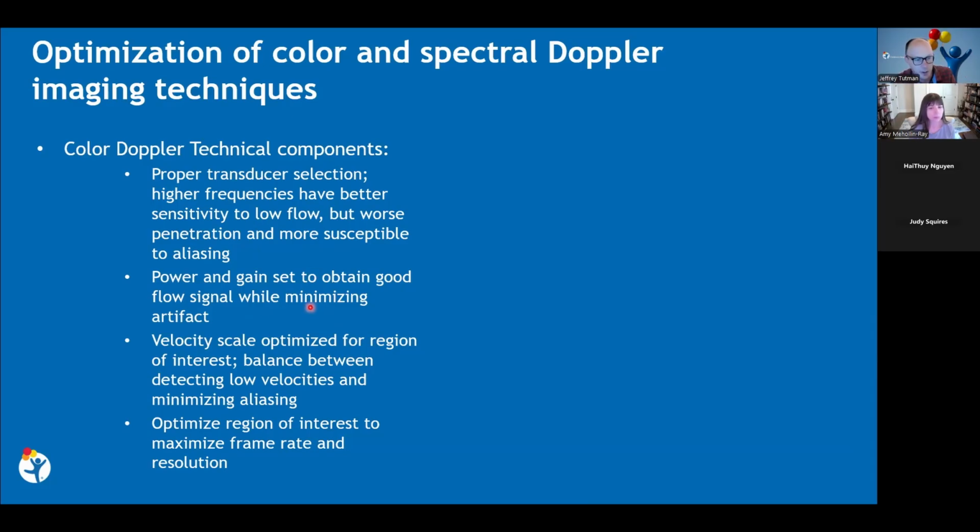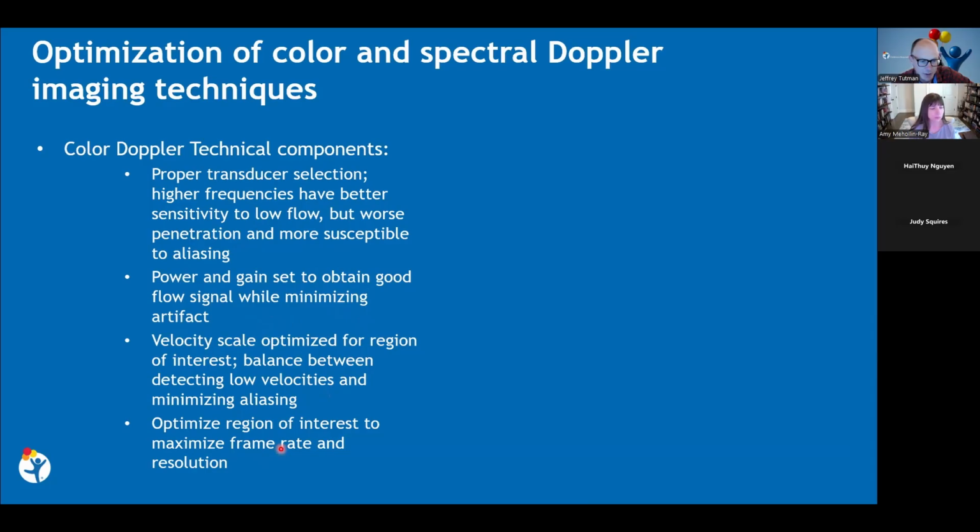So again, if our patients are moving around a lot, you might have to tweak those settings just to minimize that aliasing that might happen. As far as our velocity scale, we want to optimize that for the region of interest. So just keep in mind whether you're looking at an artery or vein, just set your velocity appropriately, again, to minimize aliasing while detecting those lower velocities.